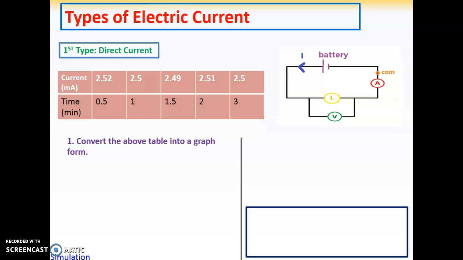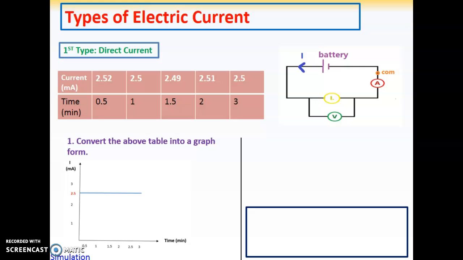So now how can we represent this using a graph? Convert the above table into a graph form. The appropriate scale is 1 centimeter for 1 milliampere on the y-axis and 1 centimeter for 0.5 minutes on the time axis. When we consider this scale for the y-axis, the difference between 2.52 and 2.5 is 0.02, which is not really clear on the graph because the scale is much greater than it.